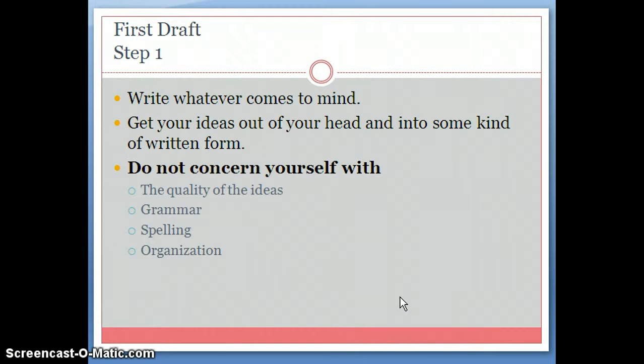Okay, your first draft. This is probably the hardest one. When I do my first draft, I just write whatever comes to mind. I just get the ideas out of my head into some kind of written form. I don't concern myself with the quality of the ideas. I don't concern myself at this point with grammar, spelling, organization. I just free write. Just get everything on paper. And then from there, I move on.